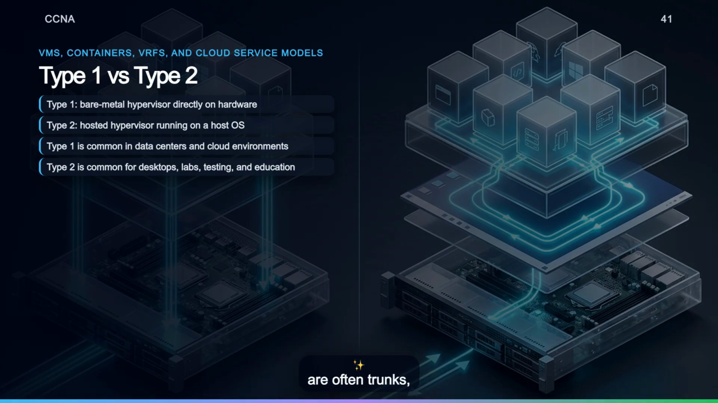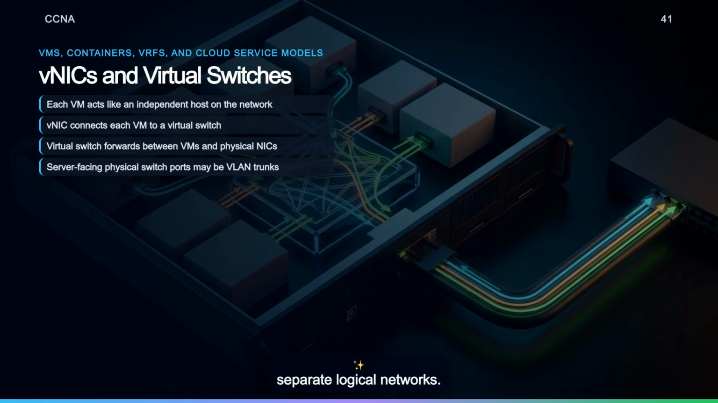Server-facing switch ports are often trunks, not access ports, because the host may carry VMs from several VLANs at once. That trunk-to-server idea surprises people because most end hosts use access ports. A virtualization host is different. It can contain a web VM in one VLAN, a database VM in another VLAN, and a management VM in a third VLAN, all behind the same physical cable. The virtual switch tags and separates the traffic internally, then the physical switch sees a trunk carrying multiple VLANs. Same cable, separate logical networks.